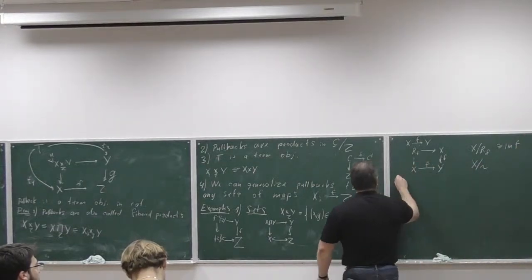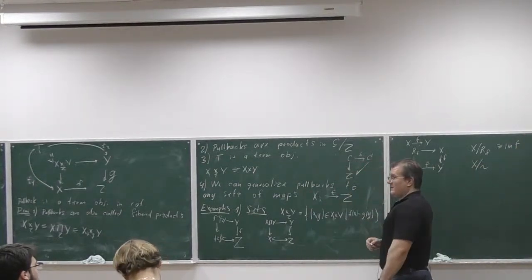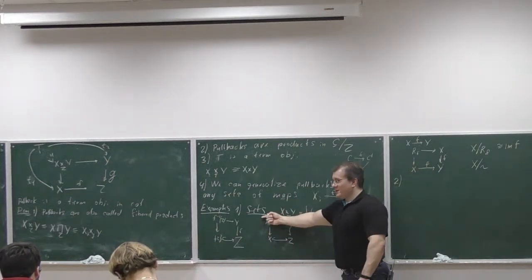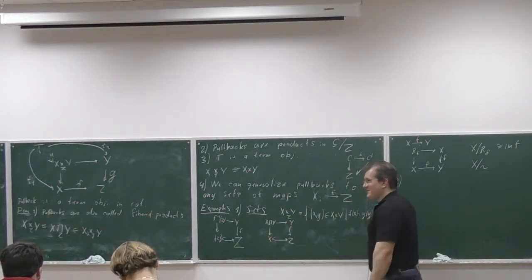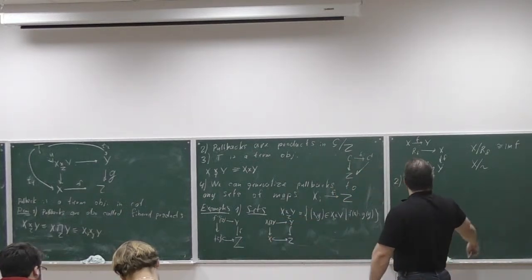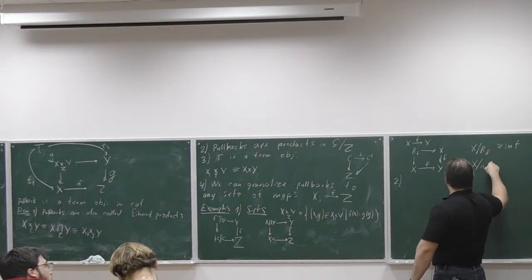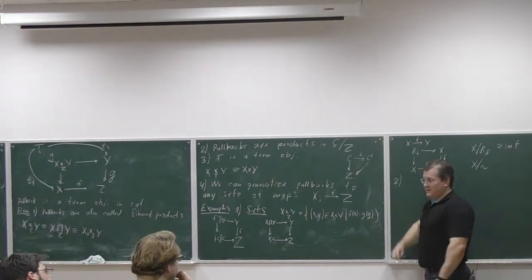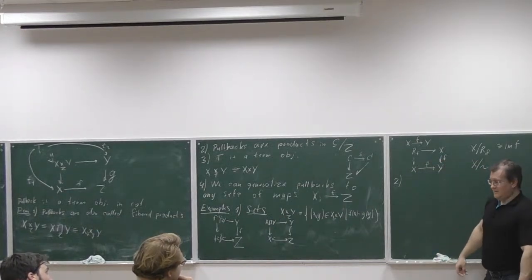So, this is all about sets. We're still in the category of sets. This is the first example. This is just equivalence classes of the equivalence relation.